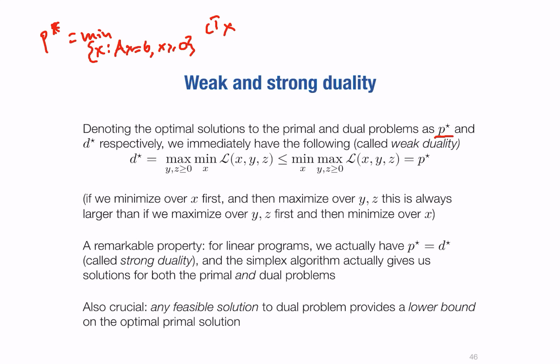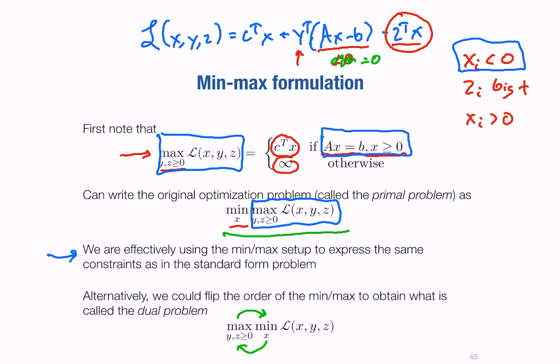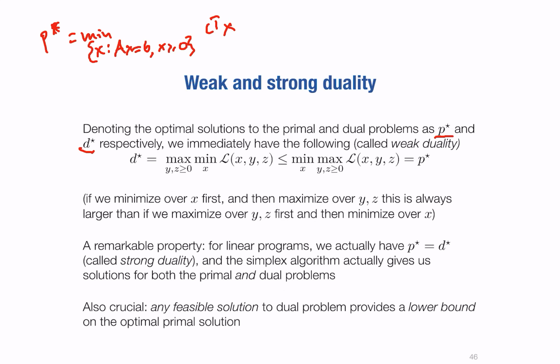And I'm going to write d star as the optimal objective for the other order. This order, going back one slide, is actually called the dual problem. So d star is the optimal solution to the dual problem. I could write it similarly as above: d star is the max of the min of our Lagrangian. And we call this the dual optimal solution.